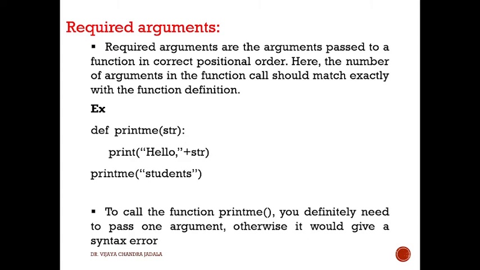Example: def printme(str): print "Hello" + str, then printme("students"). To call the function printme, you definitely need to pass one argument, otherwise it would give a syntax error. So minimum you have to pass at least one argument. So this is about the function required arguments.